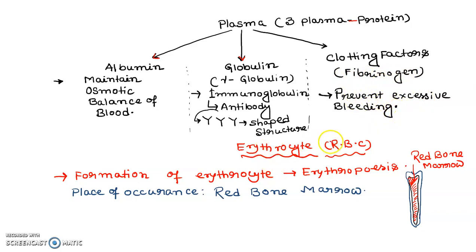So now, erythrocyte, or RBC. The formation of erythrocytes is known as erythropoiesis. It occurs in the red bone marrow. Here you can see the long bones, and this is the red bone marrow where blood cell or RBC production occurs.